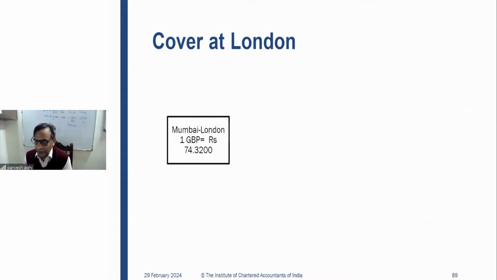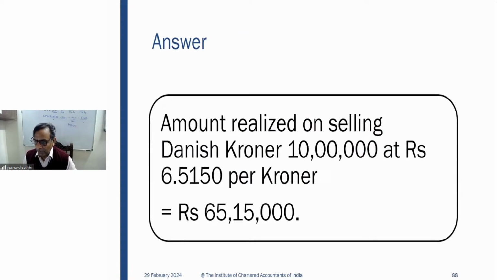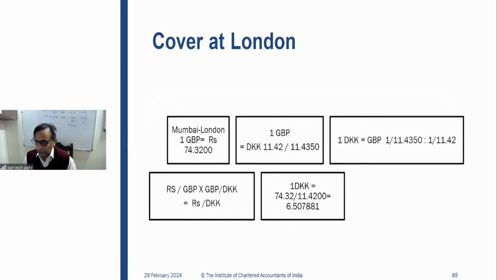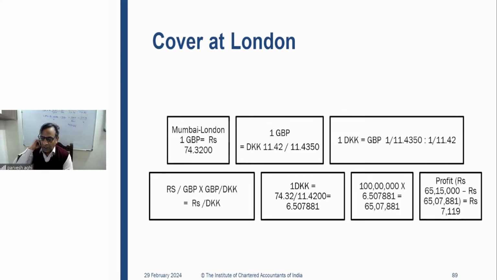So let's go back and see. He has sold for 65 lakhs at 6.5150. Now he's covering this transaction in London at a lesser rate, which is 6.507881. So he is making a profit of 7,000 rupees, if he covers in London.